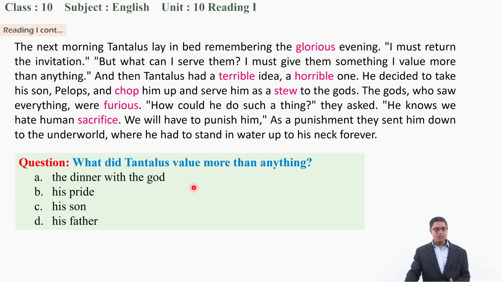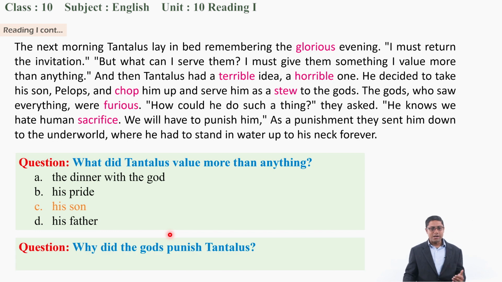The dinner with the god: his pride, his son, or his father. What is the most valuable thing for him? Can you say? Okay, certainly it is his son. That's good. So you do have the next question also. The question is, why did the gods punish Tantalus?